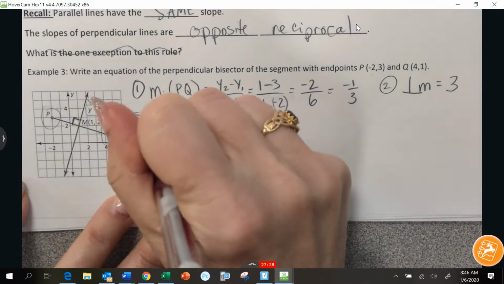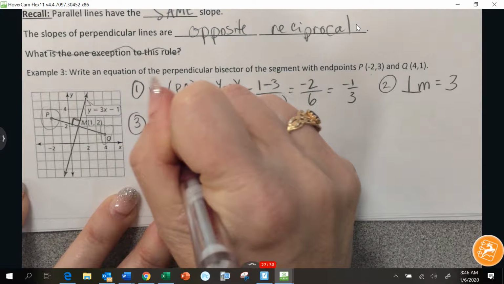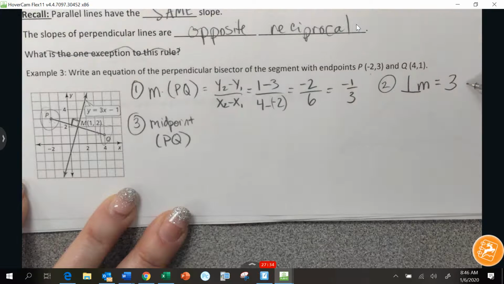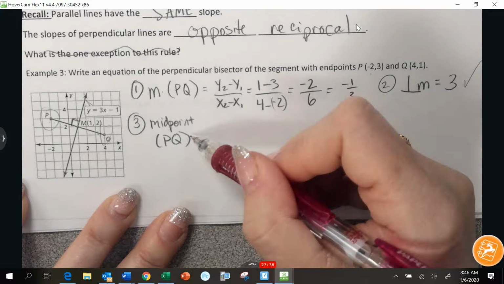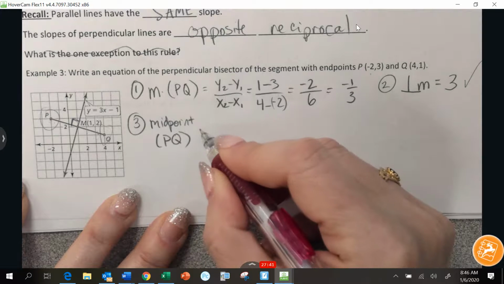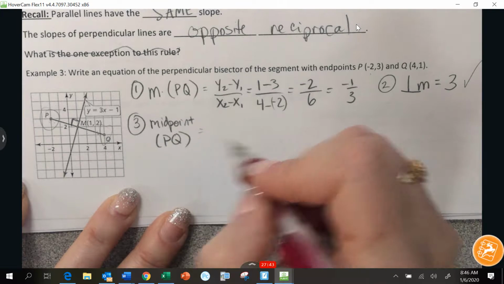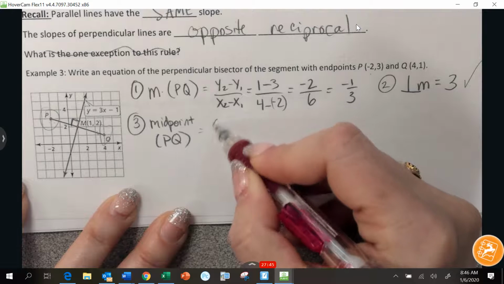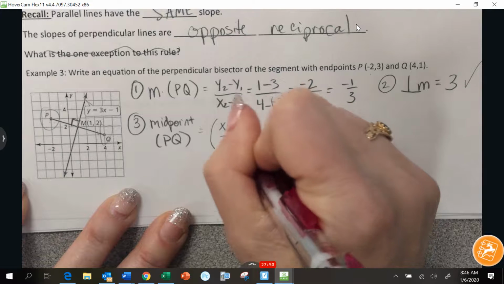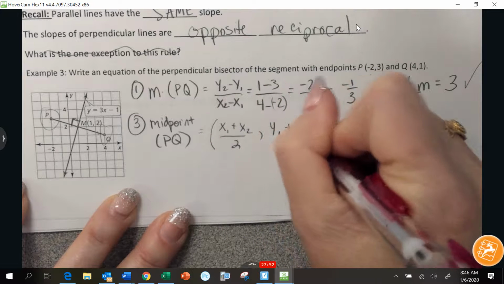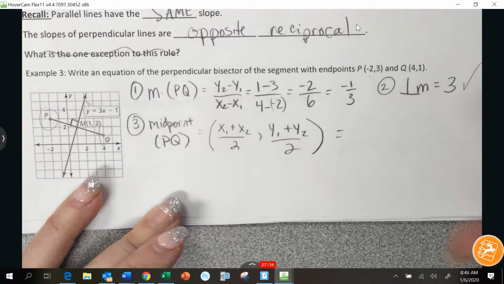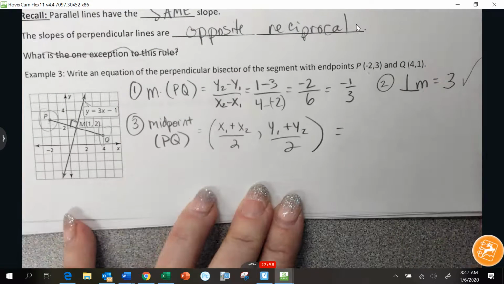And then the next thing we're going to do is find the midpoint of PQ. We have the slope, now we need a point. So we're going to find the midpoint. Remember, the midpoint formula is to average together the x's and average together the y's. The actual formula looks like (x1 plus x2) over 2 and (y1 plus y2) over 2. That's the formula, but I just think about averaging the x's and averaging the y's.